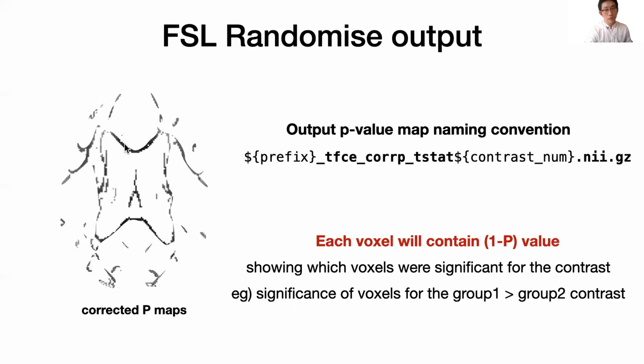And each voxel will have a p-value, but it has a p-value in a reversed format. So it's like 1 minus p-value. Just know that. I think it's for visual purposes. So if you have any voxel that has a value greater than 0.95, then you have a significant statistic for the contrast for that voxel.